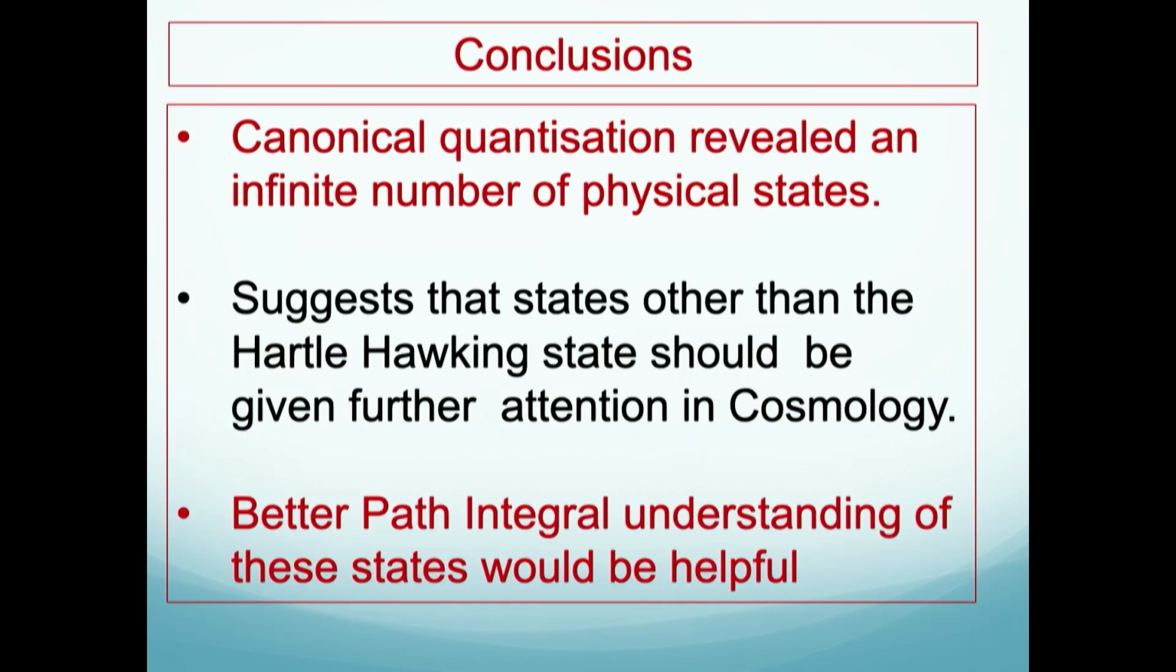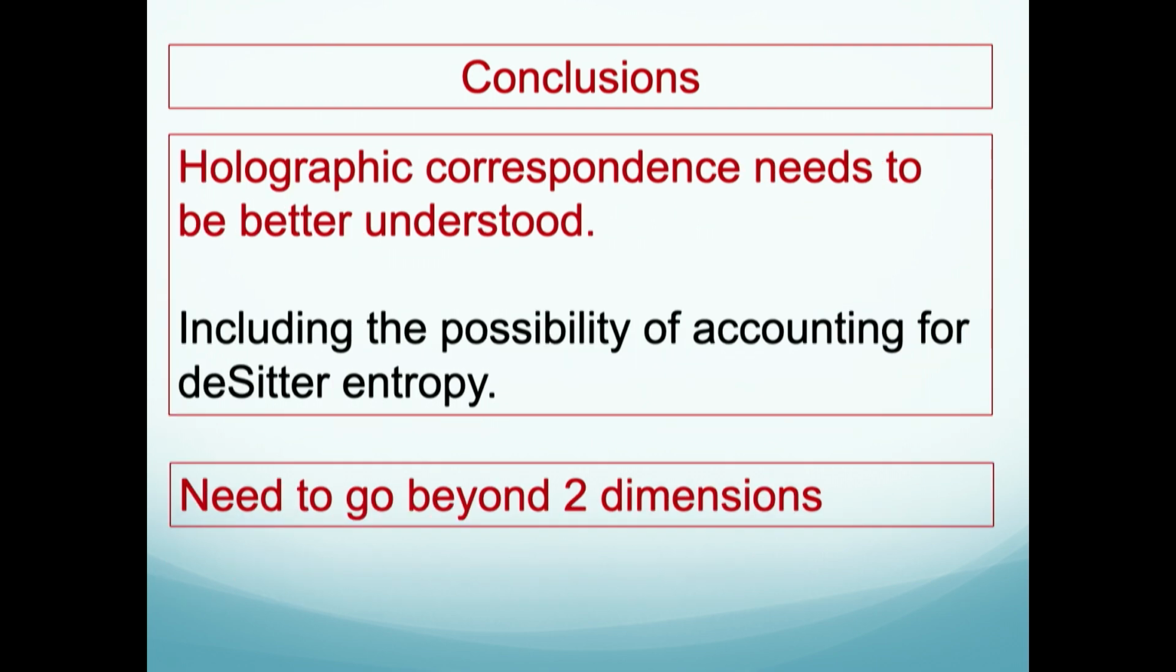Okay, so I'm going to end there, quickly, with conclusions. Canonical quantization revealed an infinite number of states, and this suggests at least that states other than the Hartle-Hawking state should be given more consideration in cosmology. A better path integral understanding of these states would be very helpful. We're trying to work towards that. And of course, holography needs to be understood better, and we need to go beyond 2 dimensions. There is always a feeling that what we are finding is too closely tied to 2 dimensions. The matrix theory was the same, because the path integral could be computed by analytic continuation and so on. If some of this holds in higher dimensions, then we'll feel much more confident.